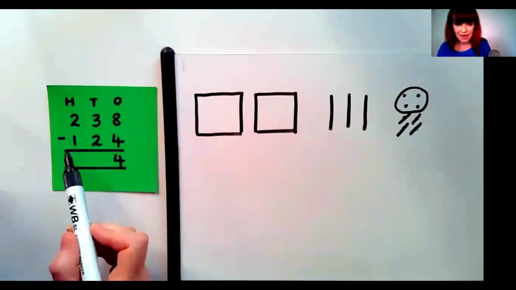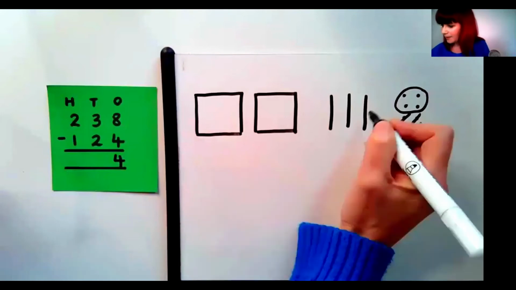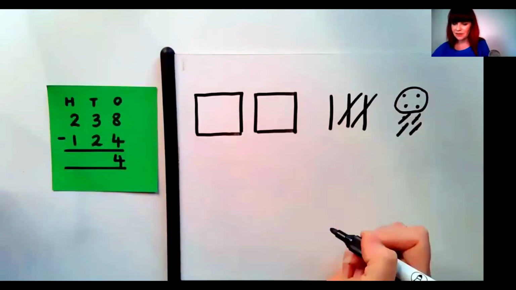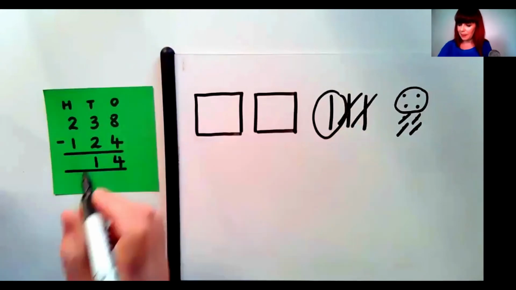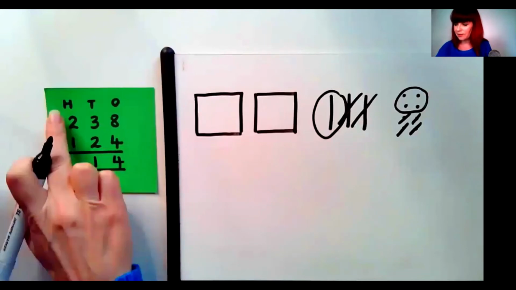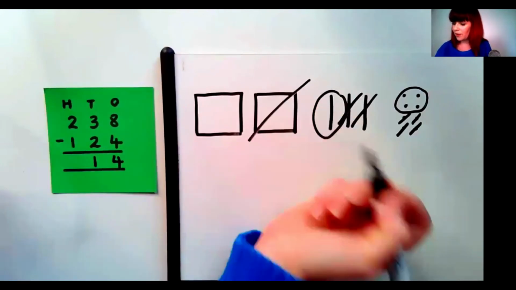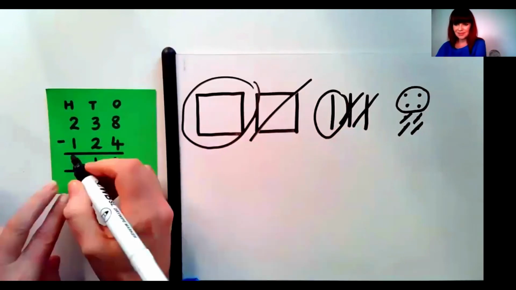So now I go to my tens column. I've got 3 tens and I need to subtract 2 tens. How many tens have I got left? I've got 1 ten remaining. I've got 200 and I need to subtract 100. How many hundreds have I got left? I've got 100 remaining.